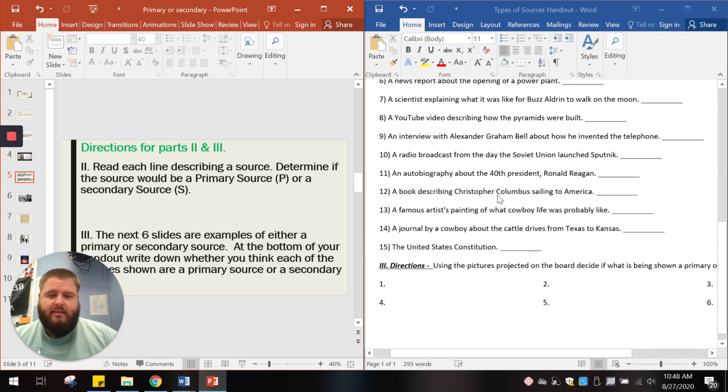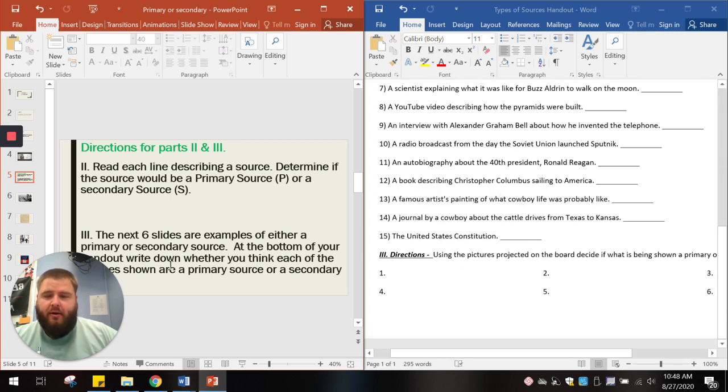Finally, the last thing that we have to do today, at the bottom here, the next 6 slides are examples of either primary or secondary sources. At the bottom of your handout, write whether you think each one is a primary or secondary source. Let's do one of these together just so you have an idea of what to do.